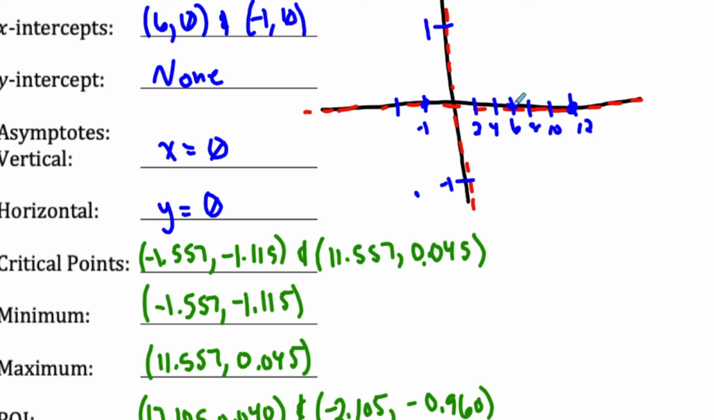That'll help us when we're doing this. So we have an x-intercept here at 6. I'm just going to change the numbering there on my positive x-axis. So what do we have here? 11.555 or 557, and then 0.04. So that's really close. So I'm just going to say that's somewhere in that area.